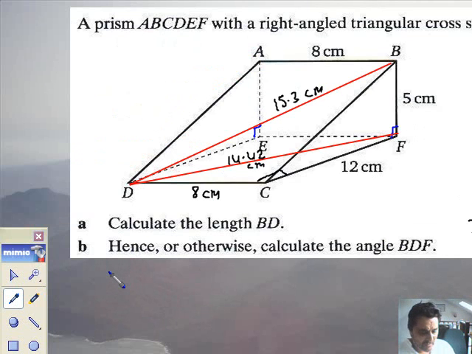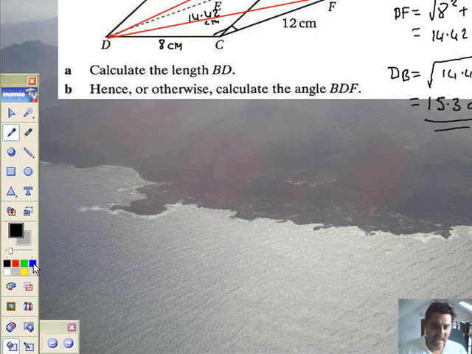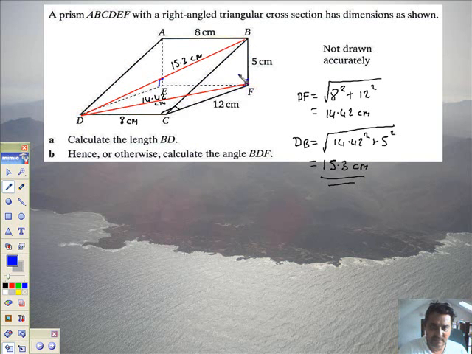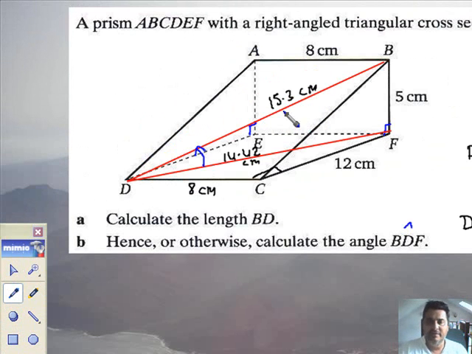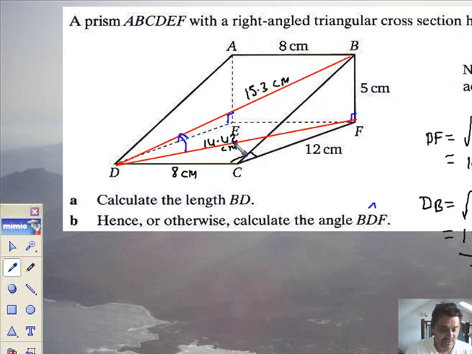That's that. Right, last bit says, hence or otherwise calculate the angle BDF. In other words, now that we've created this lovely little triangle BDF, we want to work out the D angle just there, BDF. It says hence or otherwise. That means I can use the 15.3 I've just calculated and go 5 and 15.3 is the sine of angle D, or I can go 14.42 and 15.3 and go cos of angle D, or I can go 5 and 14.42, which is the tan of angle D. Why shouldn't I do that? Let's just go for it, shall we?